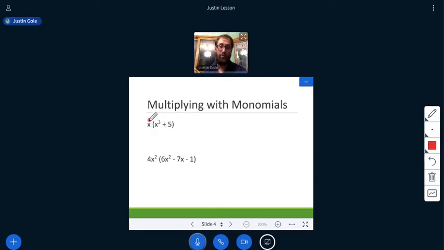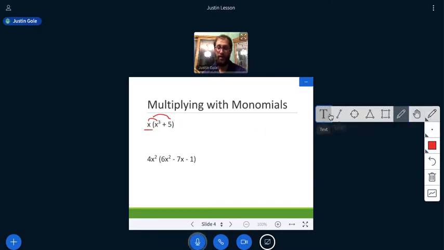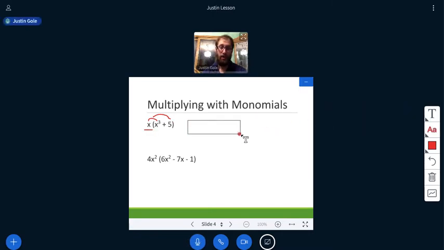So multiplying with monomials, this is just the basic bare bones distributive property that we did in 7th grade. When we see x out in front, we multiply everything by x. So we do our little arrows, and we say x to the 4th plus 5x. I multiply x times x to the 3rd to get x to the 4th, and 5 times x to get 5x. That should be pretty much review by now. We've been doing that for a while.